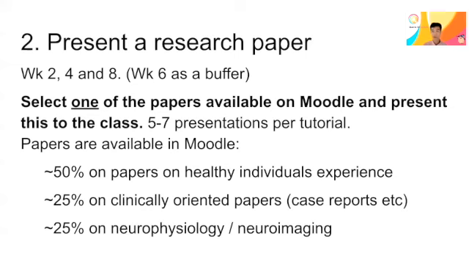All these papers are available in Moodle, and roughly half of them are studies done on healthy individuals, and the rest are clinically oriented or neurophysiology or neuroimaging studies, which tend to be more complicated and more difficult to understand. If you're interested in relatively simple papers, the clinically oriented ones are relatively easy to understand, and next would be the studies of healthy individuals. The neurophysiology and imaging papers may be okay if you know what they are measuring, but can be difficult.